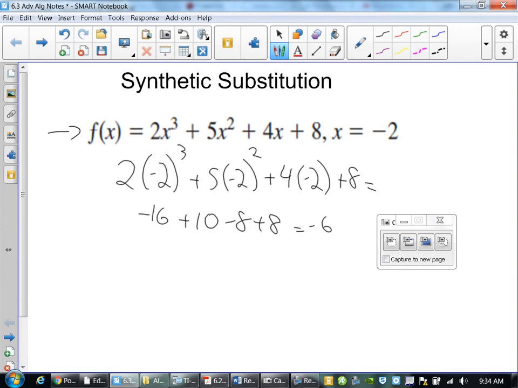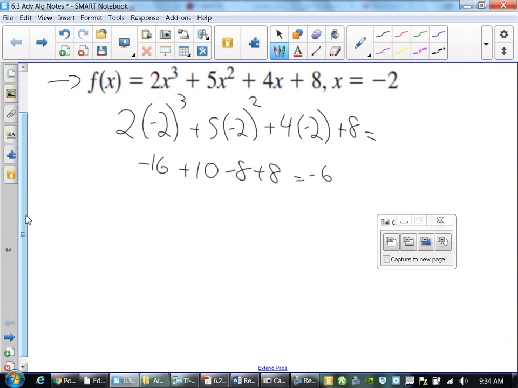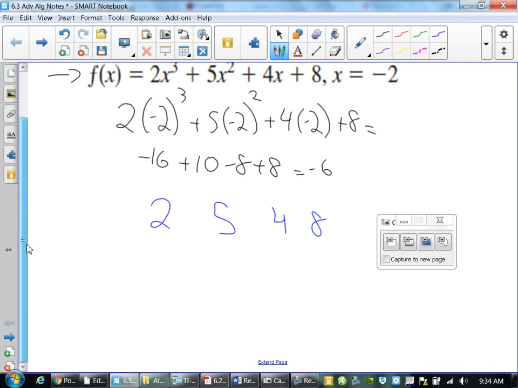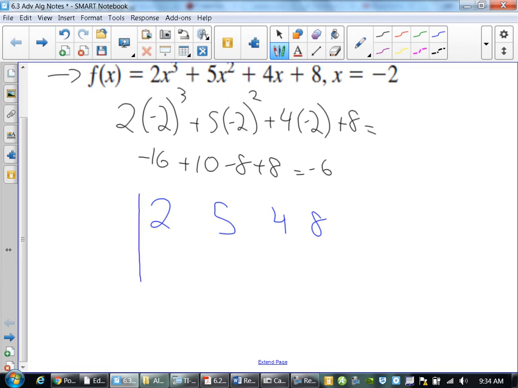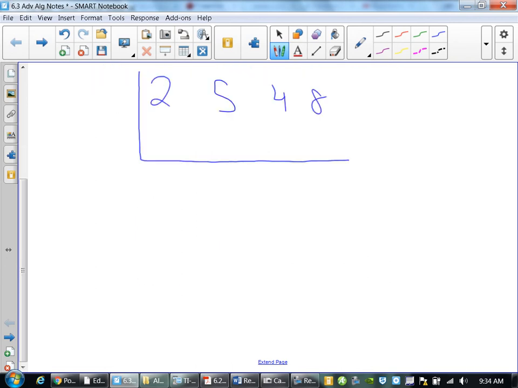Using synthetic is even more fun. What are the coefficients of our polynomial, including their signs? 2, 5, 4, and 8. So I write down my coefficients, and then draw a little box. And what are we substituting in? -2. Put that out here.